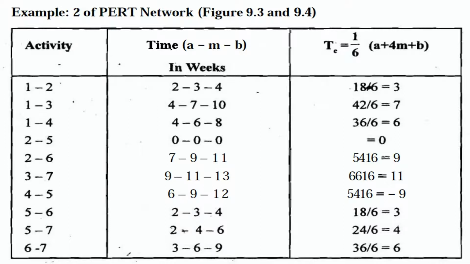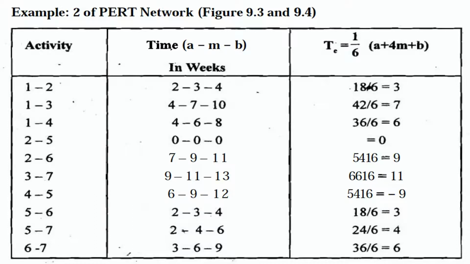And the most pessimistic time is 10 weeks. Now, given these timings, how can we calculate the estimated time of a particular activity? The formula for that is: the estimated time of an activity is 1/6 of A, the most optimistic time, plus 4 times M, which happens to be the average time, plus B, the pessimistic time. So you are adding it up and dividing it by 6.